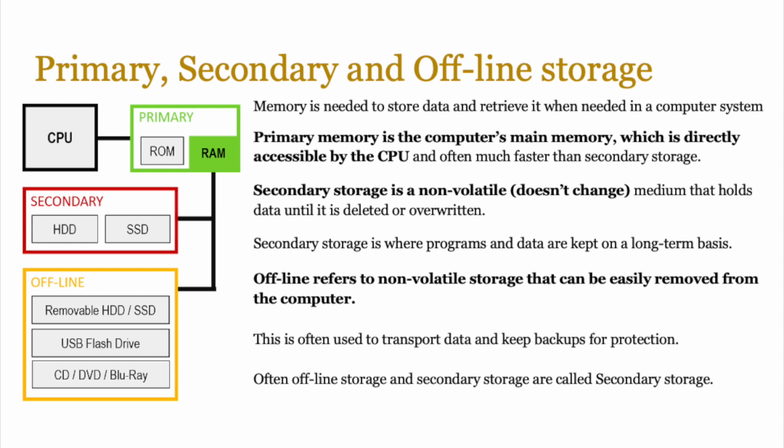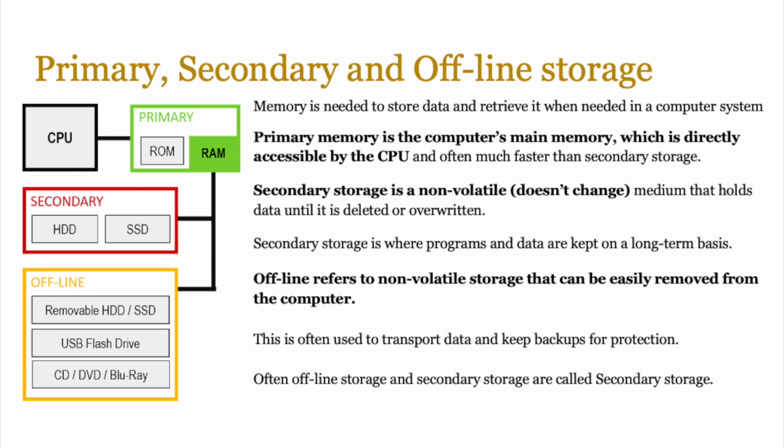There's another term called offline, which refers to non-volatile storage that can be easily removed from the computer. So if your secondary storage can be removed from the computer and plugged into or taken away and kept somewhere else for safekeeping, it's also called offline storage. Now, this is often used to transport data and keep backups for protection. And often offline storage and secondary storage are called secondary storage. So we group everything together.